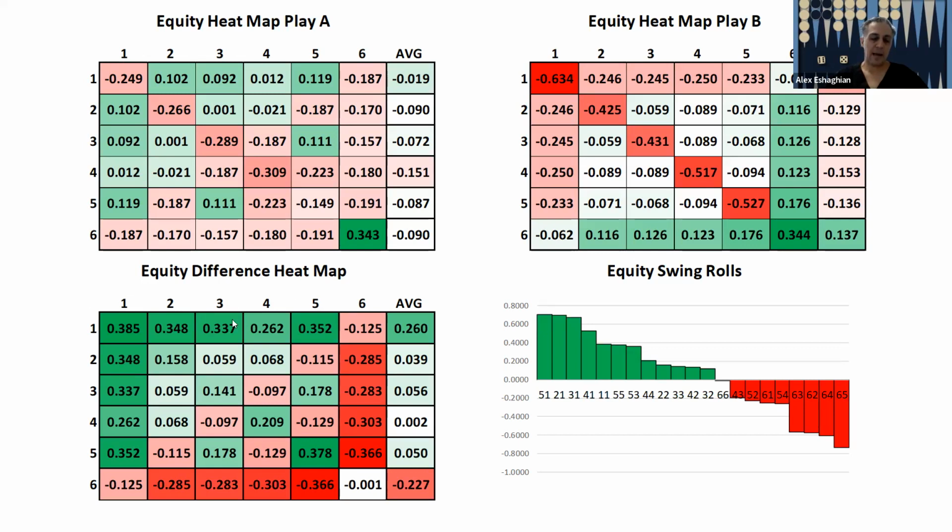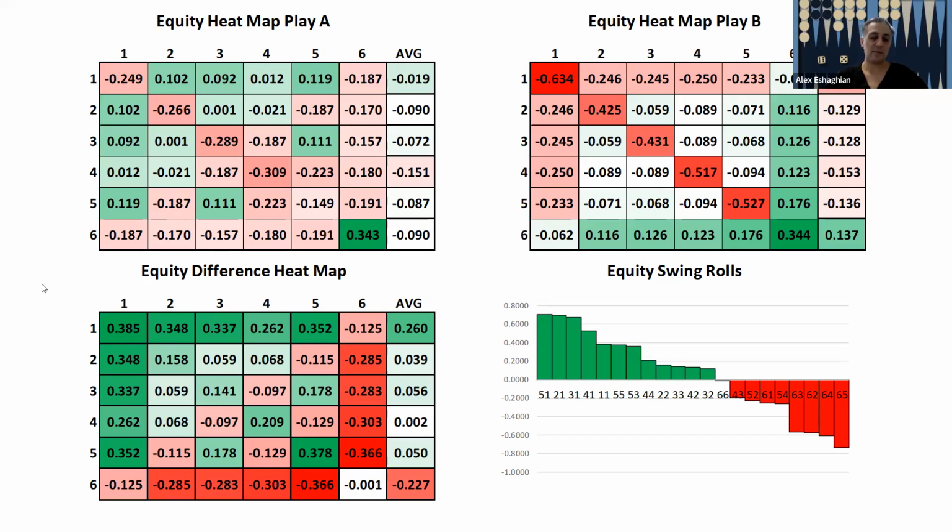Now, the difference heat map, what this does is it takes a value, it subtracts the values from these two. So for example, after the 1-1, your equity after play A, which was 13-7, is minus 0.249. After hitting twice, it's minus 0.634. So when you take this value and subtract this value from it, minus 0.249 minus negative 0.634, you get a value of plus 0.385. So these are all the differences. So in this one, this is a big swing in favor of the first play, 385.